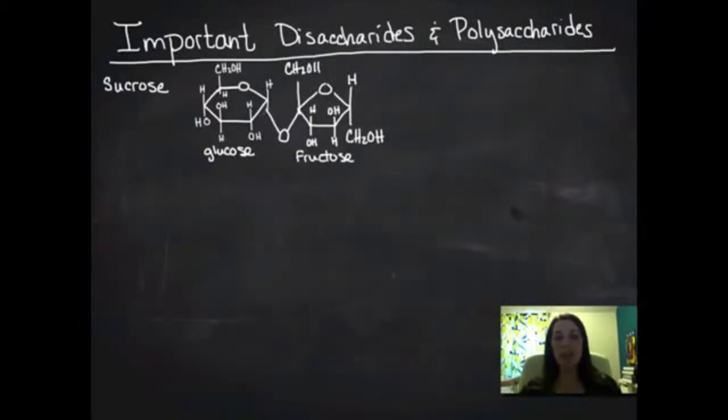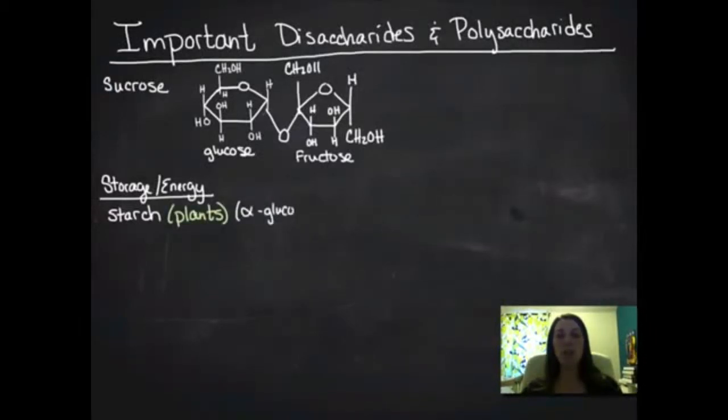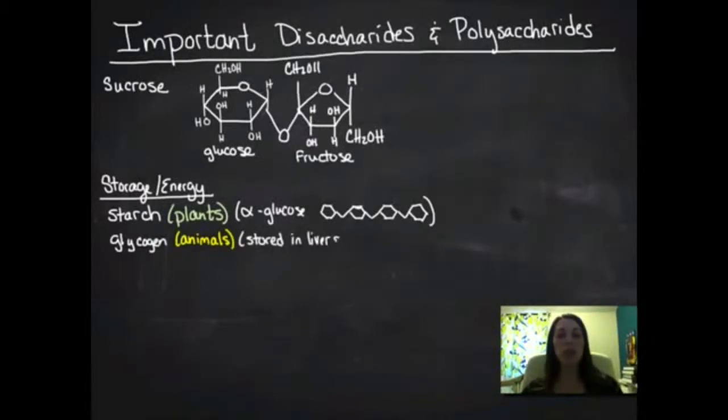Now, most of the disaccharides and polysaccharides that we're going to talk about are going to be used for storage and energy, although some are going to actually be structural. So let's talk about the storage and energy polysaccharides first. The first one we've already talked about, it's starch. It's made by plants. There are 2 types of starch. We're only going to really concern ourselves with this one, which is amylose, and that's just a chain of alpha glucose molecules. The second one is glycogen, and that's actually produced by animals, so you make glycogen, and it's stored mostly in liver and muscle cells.